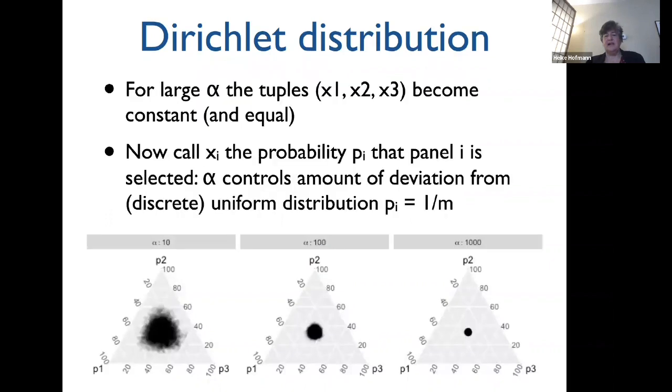So when we increase alpha massively, you can see how this distribution contracts. And for alpha going to infinity, all of those p's are actually going into the same value, which means that they're all 1 over m, or here 1 over 3. So the Dirichlet distribution asymptotically goes to a uniform distribution for alpha going to infinity.